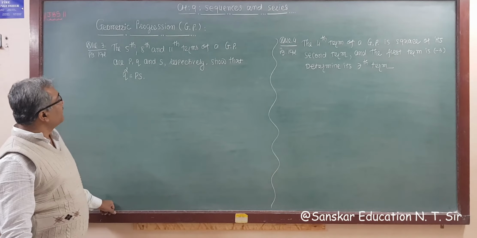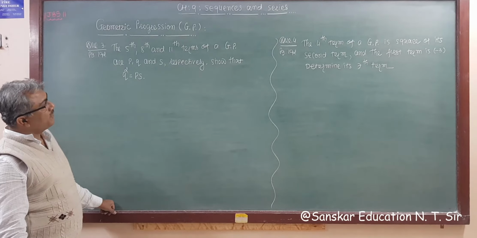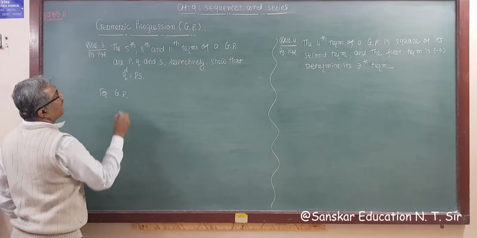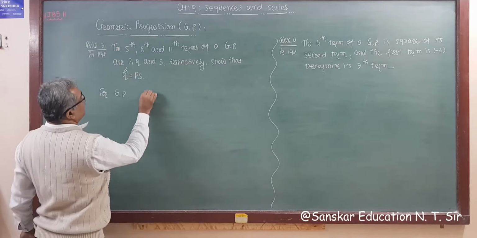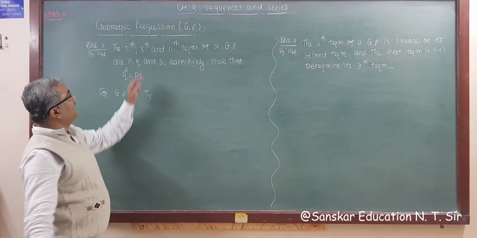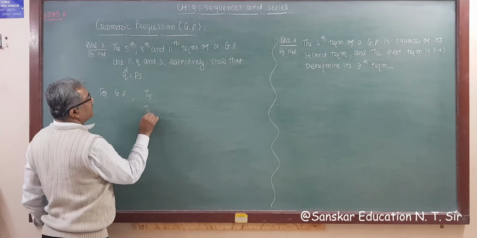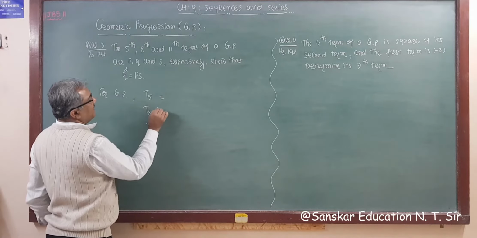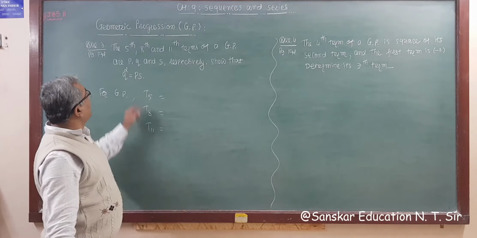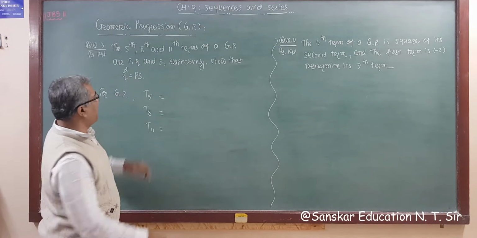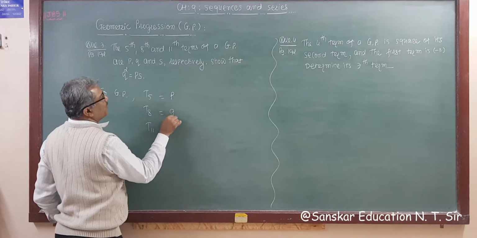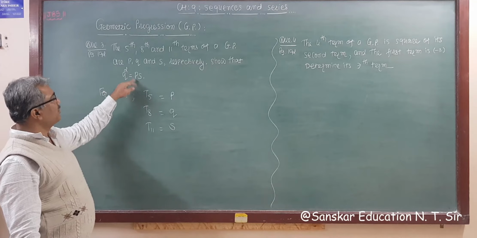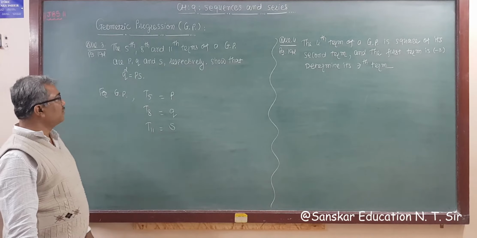Third question: the fifth, 8th and 11th terms of a GP are P, Q and S respectively. So what is given for the GP? The fifth term, that is T5, the eighth term, that is T8, and the 11th term, that is T11, are P, Q and S respectively. So that Q square is equal to PS.